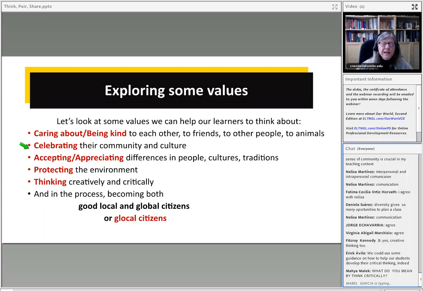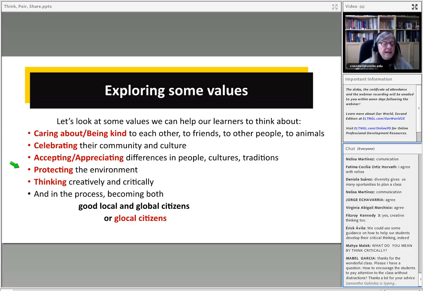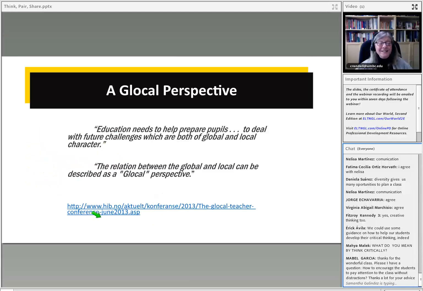It's really important that they understand their own and they can celebrate it, but it's also important that they accept or appreciate differences in people, in cultures, in traditions. We're going to talk about how they can work to improve and protect the environment, and then how they can think creatively and critically. And of course, in the process, this is what we really want, is for them to become both good local and global citizens, or what have now been called global citizens.